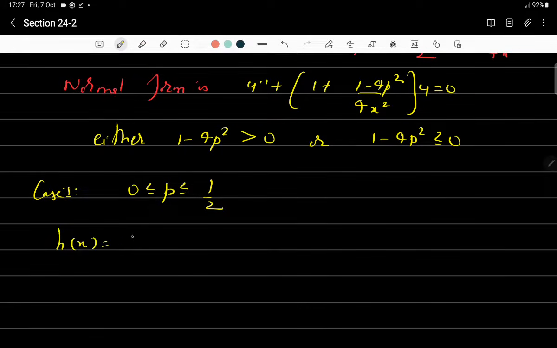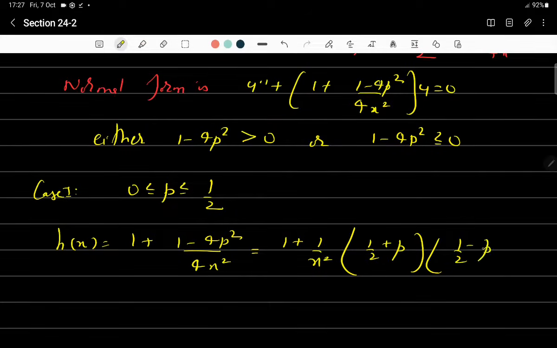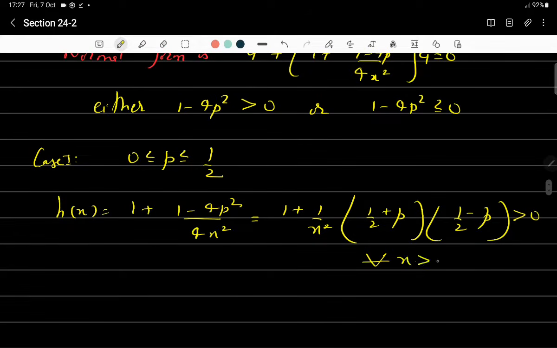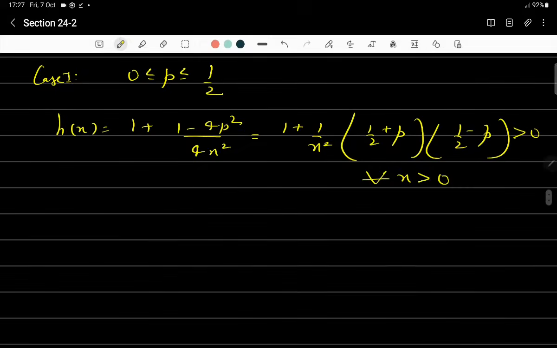In this case, my h of x would be 1 plus (1 minus 4p square) by 4x square, and I can write it as 1 plus (1 by x square)(1 by 2 plus p)(1 by 2 minus p). If you see h of x, then 1 is positive, 1 by x square is positive, half plus p is positive, and half minus p is also positive because p is from 0 to half. So this is greater than or equal to 1, which means strictly greater than 0 for all x greater than 0.